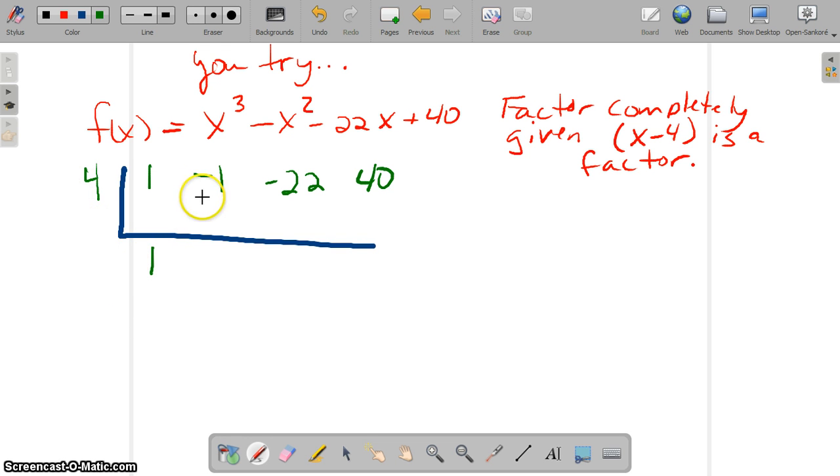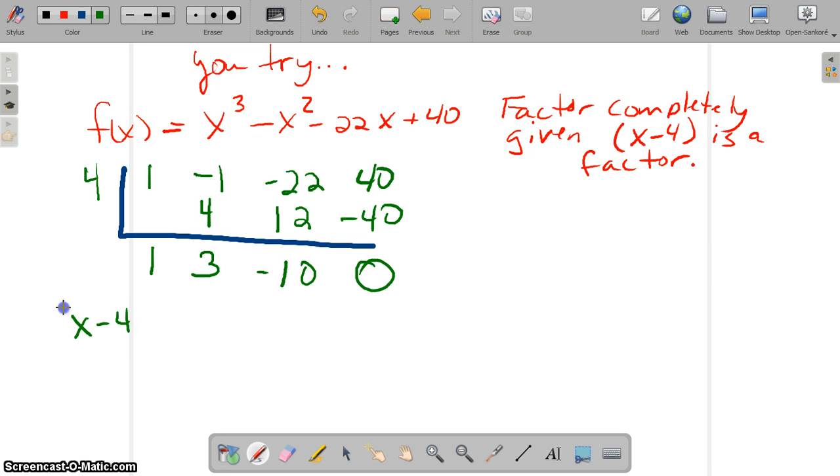4 times 1 is 4. We're going to add this column and we get a 3. 4 times 3 is 12. We're going to add this column and get a negative 10. 4 times negative 10 is negative 40. Well, wouldn't you know, big fat 0. Okay, so x minus 4 is a factor.